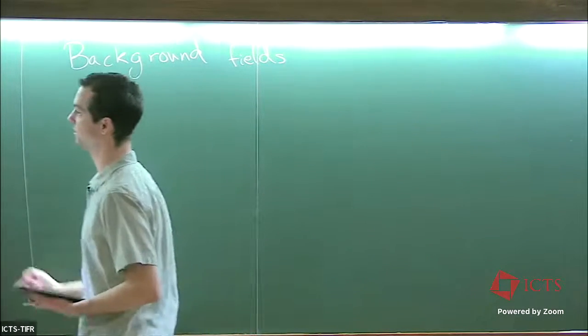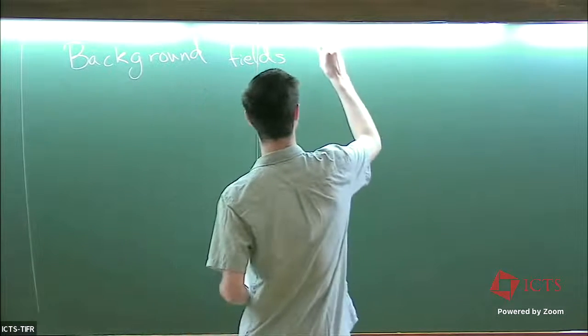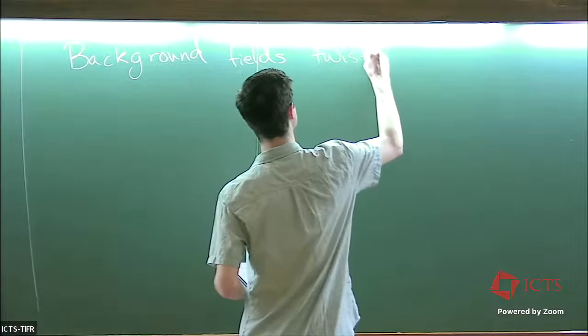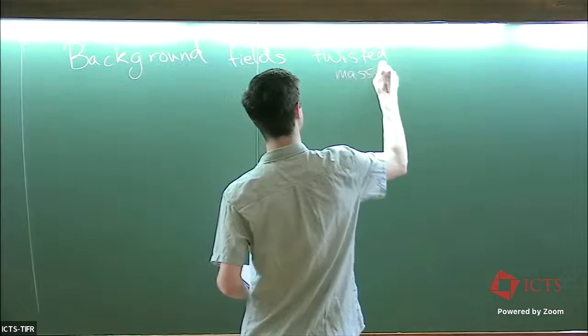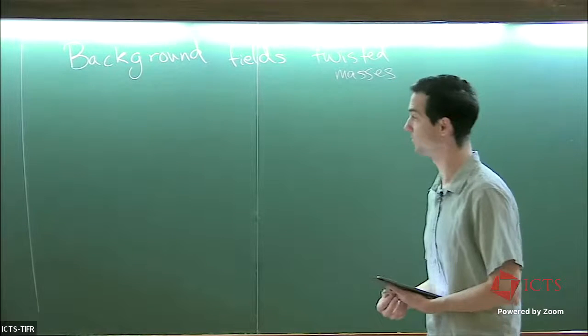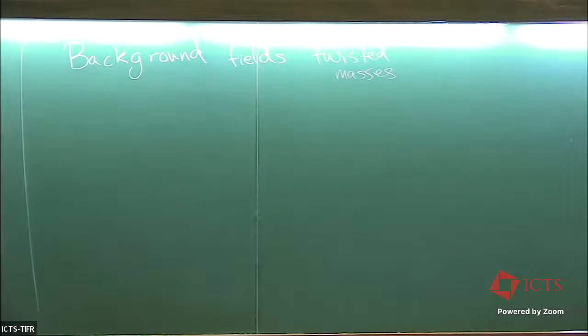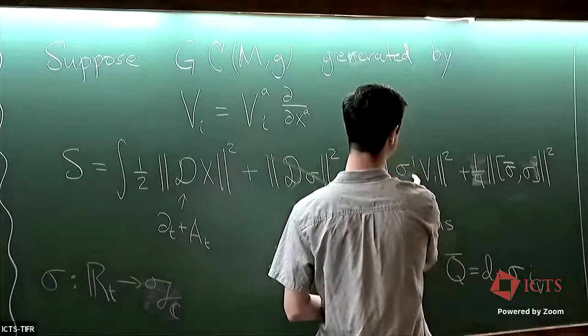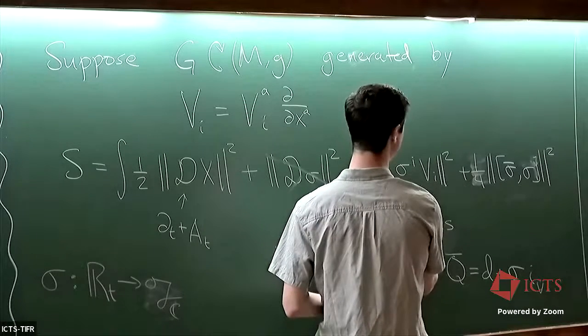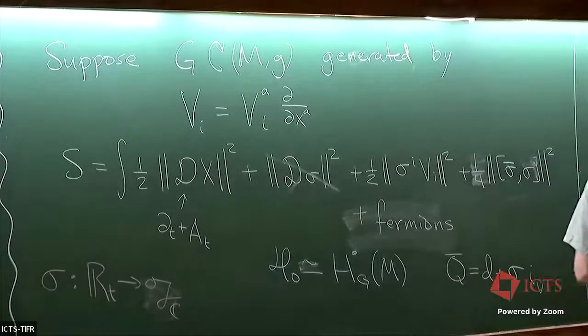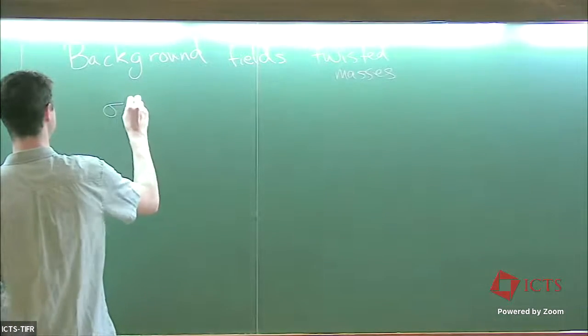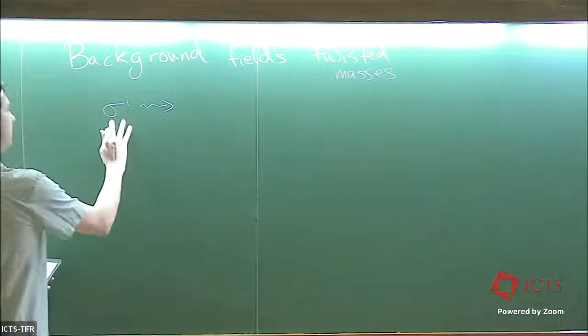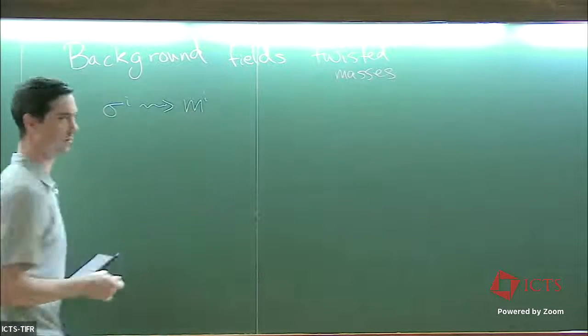These background gauge fields are sometimes called twisted masses in this context. So the basic statement is as follows. We can, but probably won't, turn on a background gauge field. We will have some background value for the complex scalars sigma I, and we won't turn on the fermionic fields either. But effectively, we replace the field sigma I by some chosen constant value M.